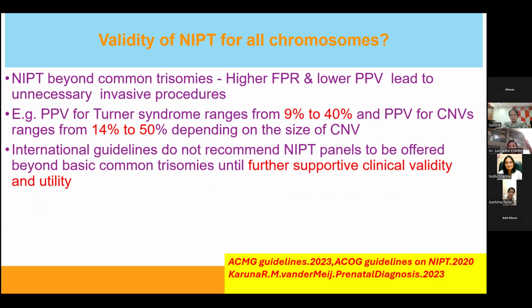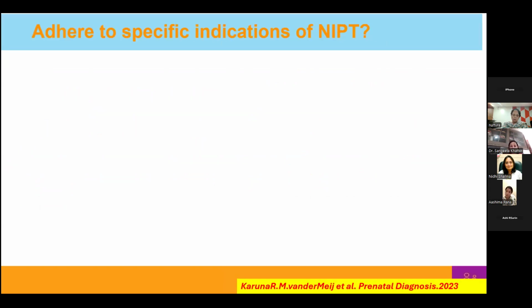International guidelines don't recommend NIPT panels to be offered beyond basic common trisomies until there is further supportive clinical validity and utility. And this is the latest, I think, 2023 article, and 2024 also doesn't say anything. Now, adhere to the basic indications of NIPT. NIPT was not made to check for everything.